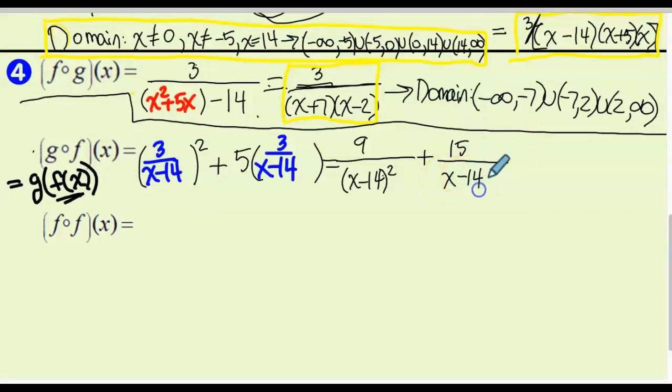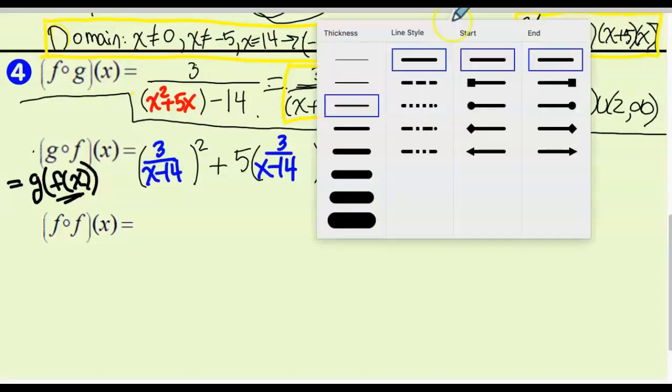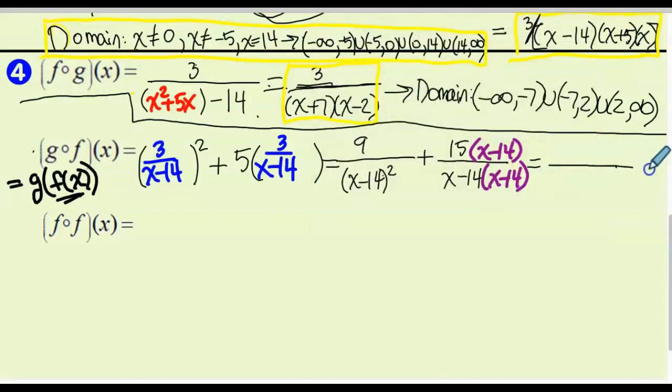So now I'm going to multiply the second fraction by 5. So the bottom of the fraction is x minus 14 squared and x minus 14. So my common denominator will be x minus 14 squared. So I'm going to leave it in factored form for the moment. Okay, so I can do this. So x minus 14 squared on the bottom. I don't really have to multiply that out. And then I'm going to do 9 plus 15x, 15 times negative 14.